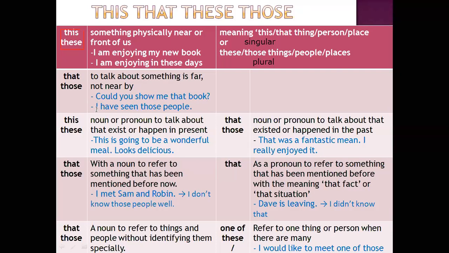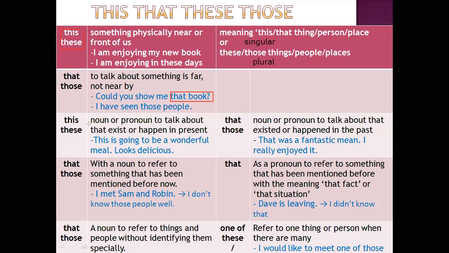For example, I have seen those people. Those people are not nearby me. They're distant from me. That's why we use those. This one is for something singular, but those is for plural. Okay? So next one, this and these.